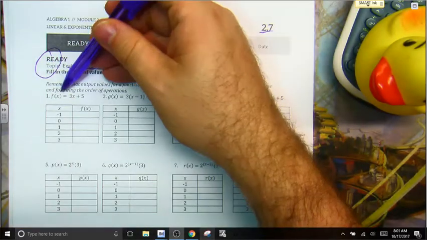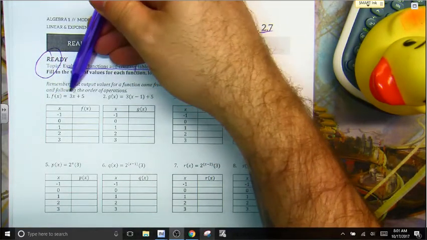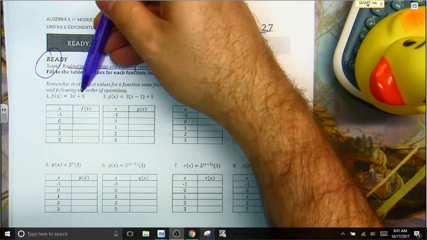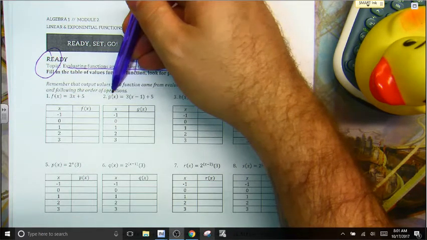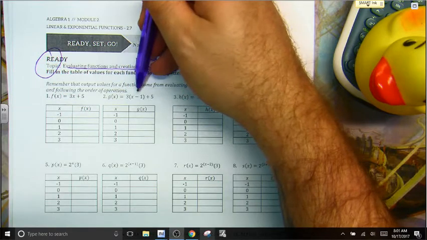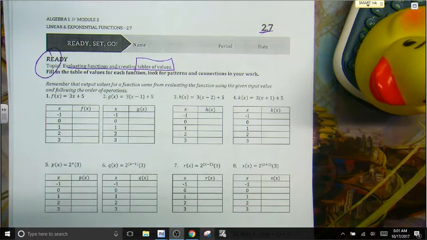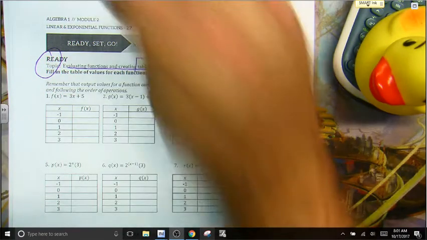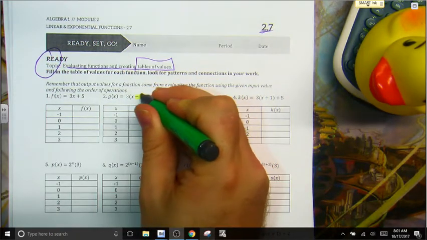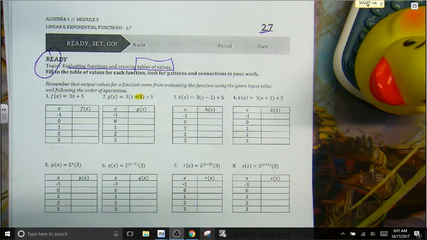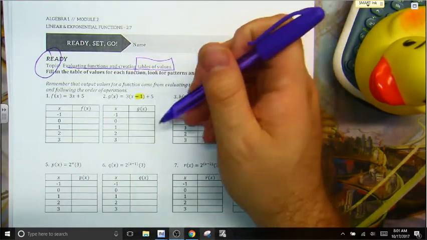So for example, this very first one, we have f of x equals 3x plus 5. This is just a linear equation that we've seen before. Then we have g of x, which is 3 times the quantity x minus 1, plus 5. What I want you to notice before we even get started is the difference: that little minus 1 is the only thing that's changed. We put it in the parentheses and put a minus 1.